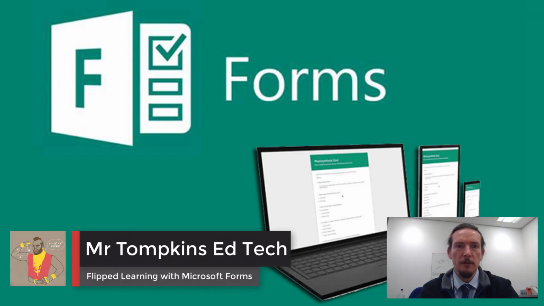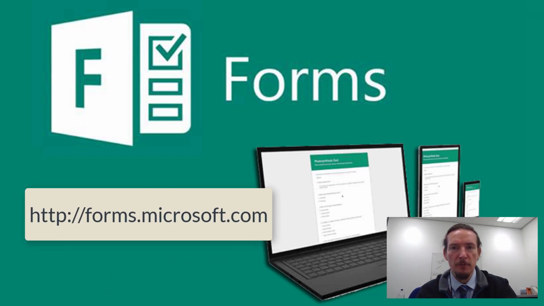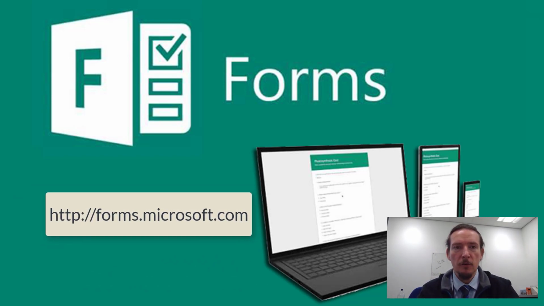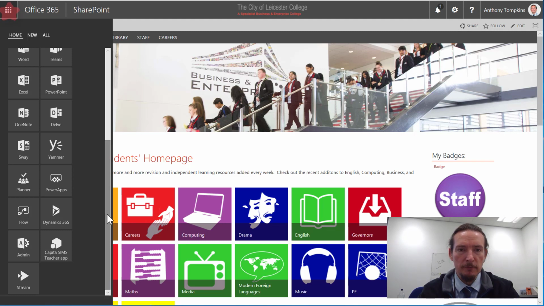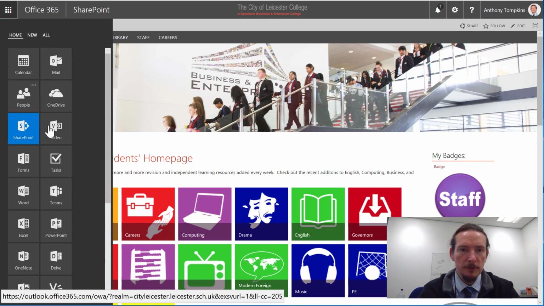Okay, today we're going to have a quick look at Microsoft Forms, which you can get to by typing forms.microsoft.com into the address bar, or you can access from any SharePoint or Office 365 page that has the waffle in the top left-hand corner. So if I click on the waffle, then I'm looking for the one that says Microsoft Forms. There we go, the F1.